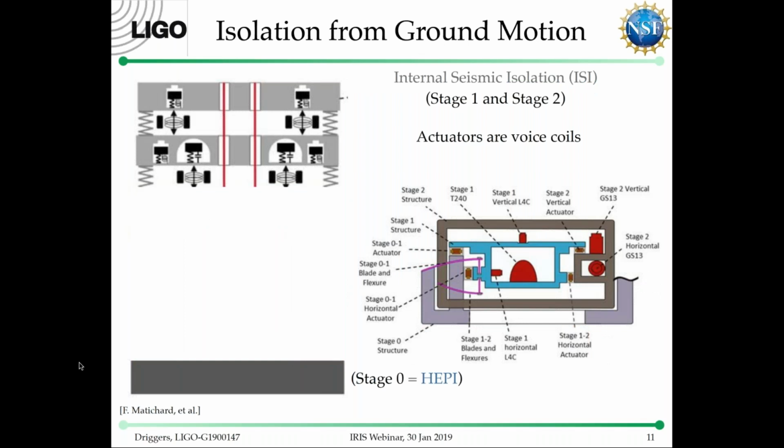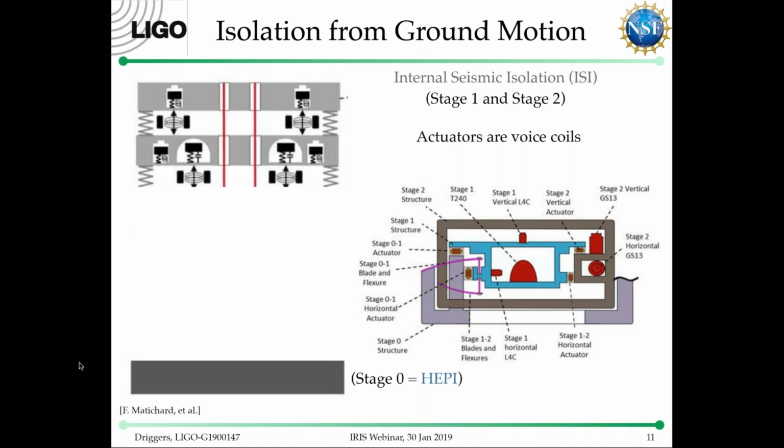On the next page, we can zoom in separately to our internal seismic isolation system. This is where we get a lot of our more fine-tuned isolation from ground motion. It is nested inside one another, actually 2 stages of isolation. It's got several different co-located seismic instruments on board.